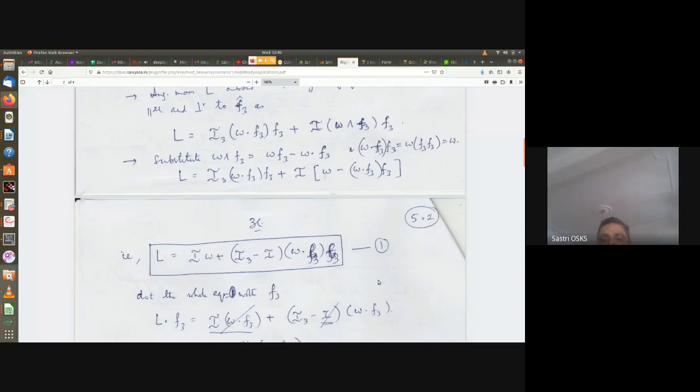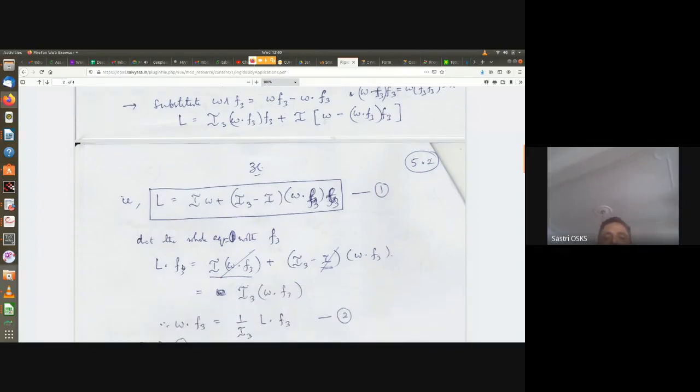F3 into F3 is 1. So that becomes 1. So you get I3 minus I times omega dot F3. So I times omega dot F3 and minus I times omega dot F3 will get cancelled. So you'll be simply left with L dot F3 equal to I3 times omega dot F3. So which means I can substitute for omega dot F3 as 1 by I3 times L dot F3.